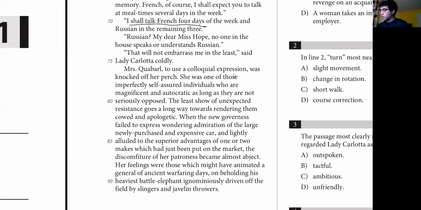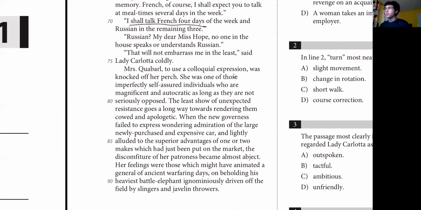Mrs. Corbel, to use a colloquial expression, was knocked off her perch. She was one of those imperfectly self-assured individuals who are magnificent and autocratic as long as they're not seriously opposed.